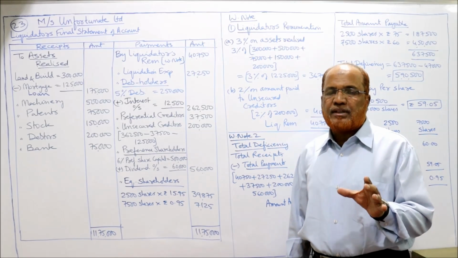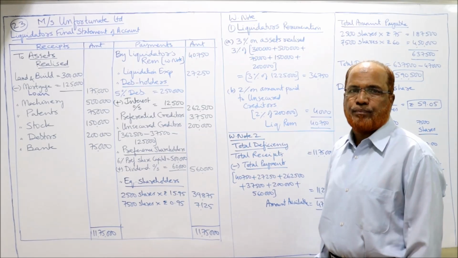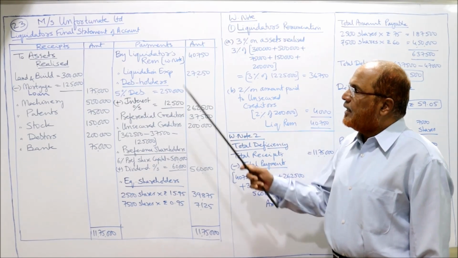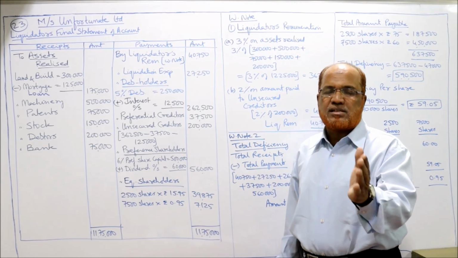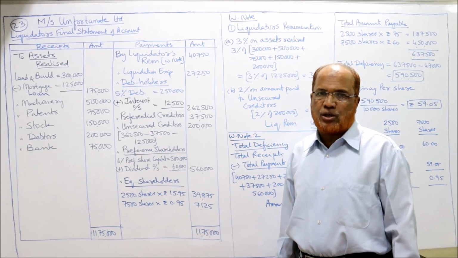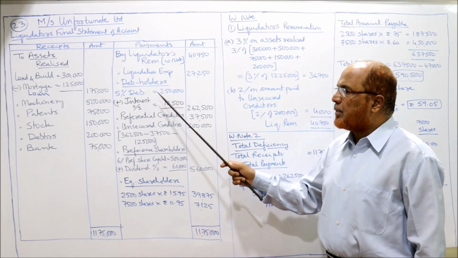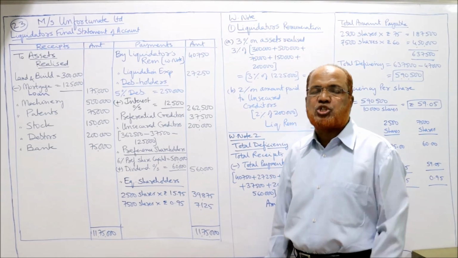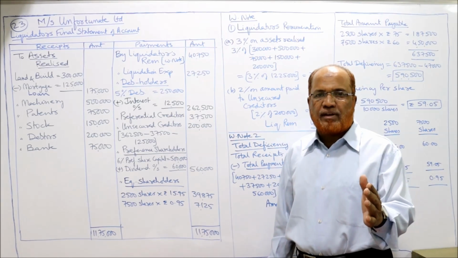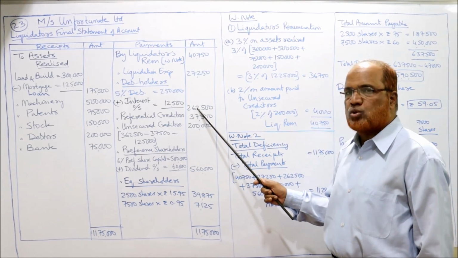Now we will see whether the company is solvent or insolvent just by seeing the amounts. Liquidator's remuneration we'll calculate afterwards, because it is 3% on assets realized and 2% on amount paid to unsecured creditors. Liquidation expense 27,250. Debenture holders are paid 2,50,000. Interest outstanding 12,500 is given in the balance sheet, on the liability side. Debenture as well as interest outstanding are both payable, 2,62,500.